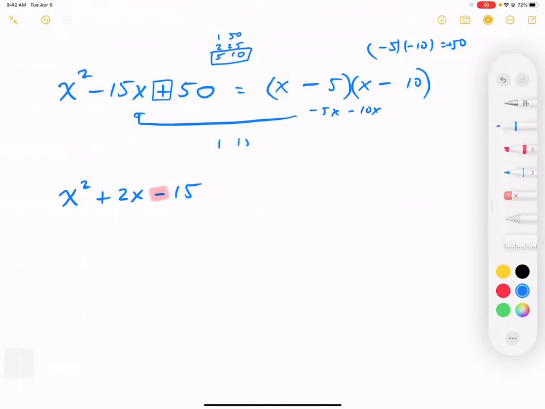1 and 15, and 5 and 3. Do any of these possibilities subtract to become 2? Hopefully you're saying 5 and 3. 15 minus 1 is 14, right? That's not 2, and that was a fail. How about 5 and 3? Yes, 5 and 3 subtract to become 2.